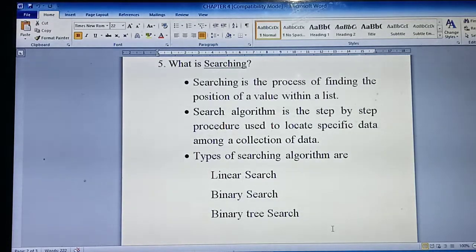So what is searching? Searching is the process of finding the position of a value within a list. Search algorithm is a step-by-step procedure used to locate specific data among collection of data. So types of searching algorithm are linear search, binary search and binary tree search. Okay. Write fast.